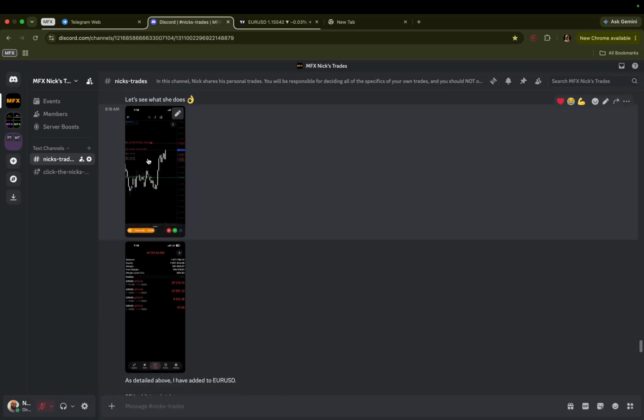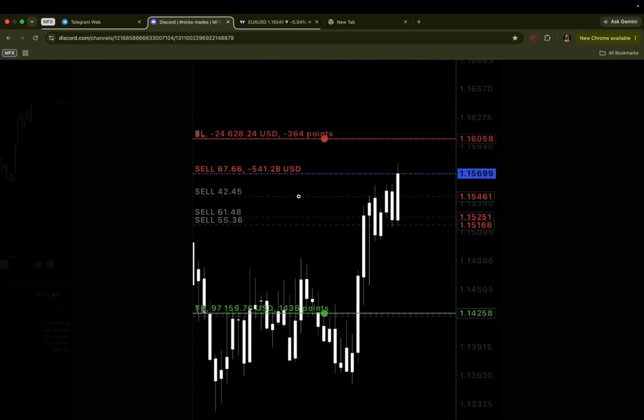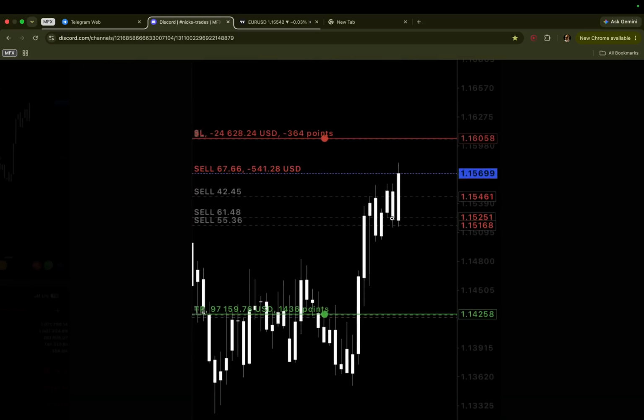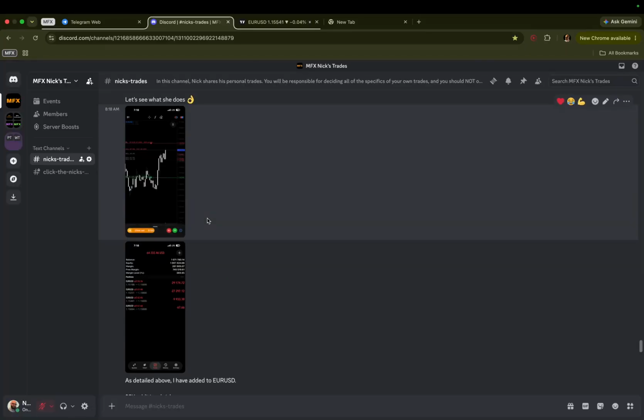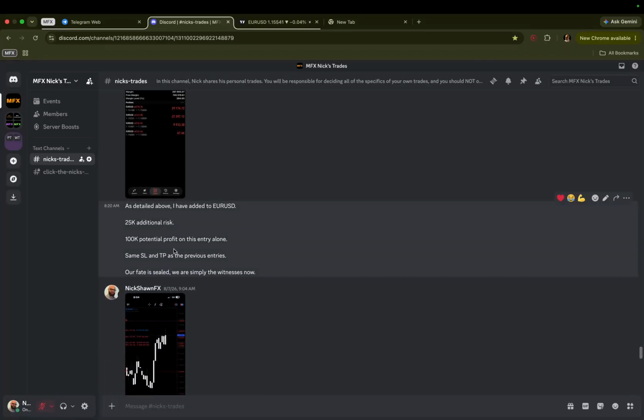Let's see what she does. So I entered, and you can see, look at this last position here. It's a $25,000 risk at the very top peak of the zone for a potential $100,000 profit. So this is amazing. Why? Because the 100K potential profit on that entry alone means when you add it to the 150K from the previous three entries, this total trade comes out to about a $250,000 profit potential, and that's for only $150,000 of risk. And I say only, but that's a good risk structure, right?